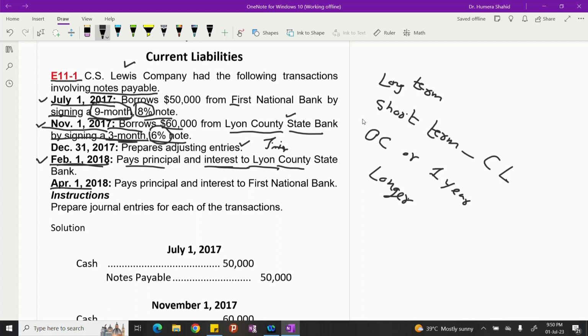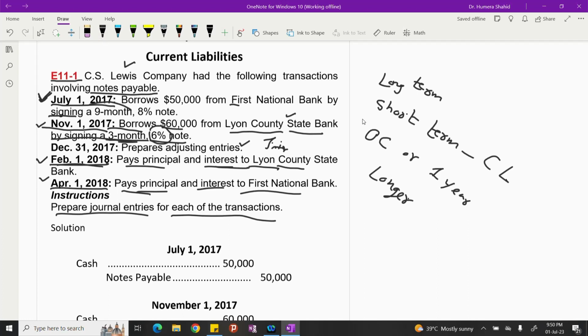Then on April 1st, 2018, pays principal and interest to First National Bank. Now let's move towards the borrowing made from the First National Bank. That was on July 1st, and the life was 9 months. So from July 1st, 2017 till March 31st, 2018, 9 months are over. So on April 1st, 2018, which is the immediate next day, you are returning this loan. What we are supposed to do is prepare the journal entries for the transactions. So for all these transactions, we have to prepare the journal entries.